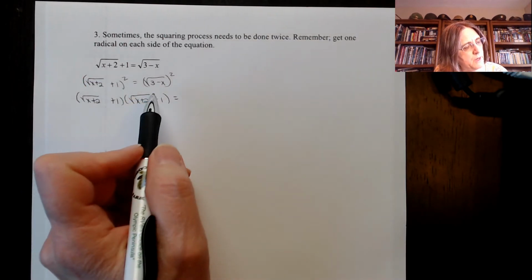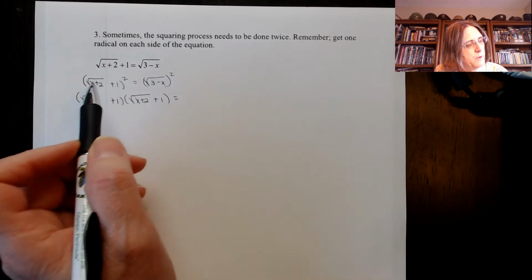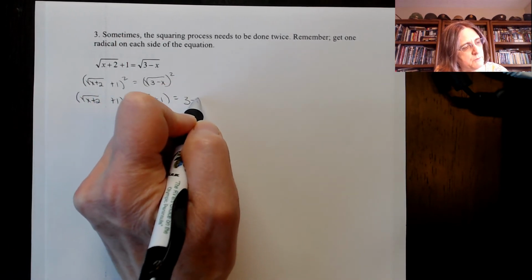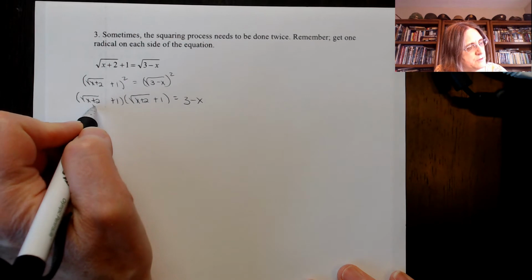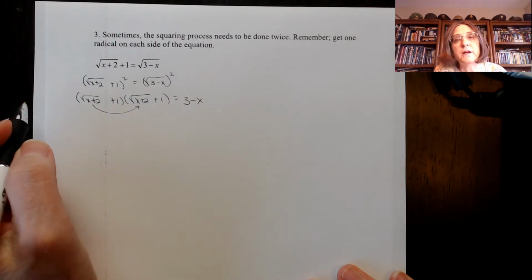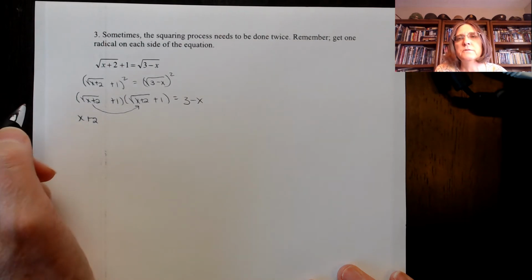And as we said, on the right side, the square root is reversed or undone by the square. So we have just 3 minus x. On the left side, we have a binomial, so we're using FOIL. So first, we're going to take root x plus 2 times root x plus 2, which leaves us with x plus 2.